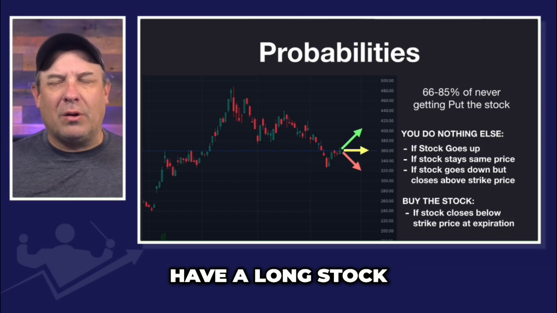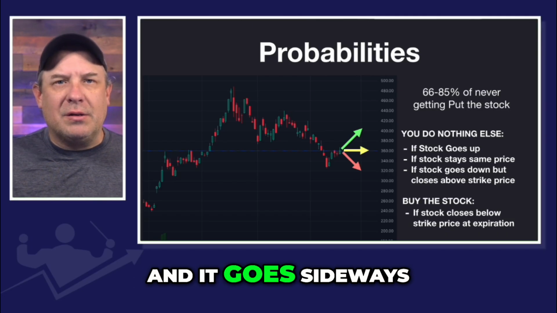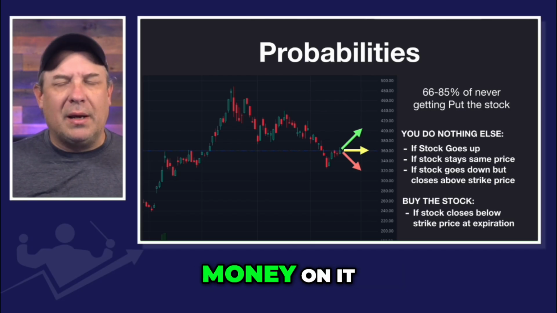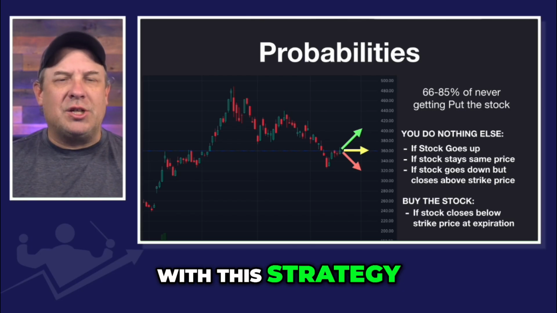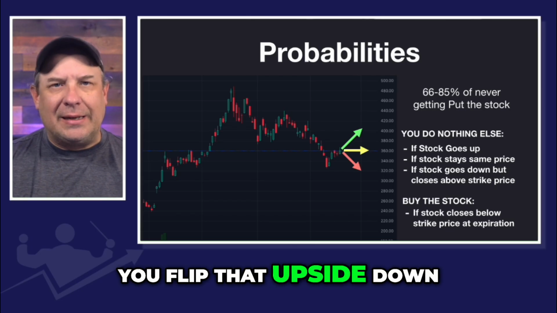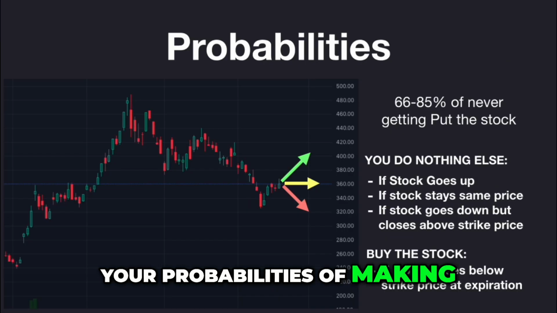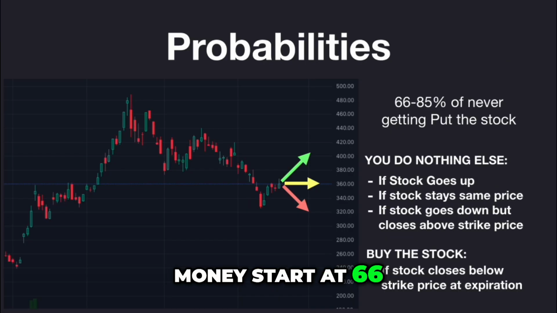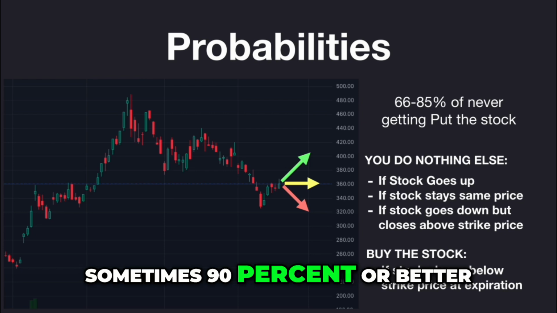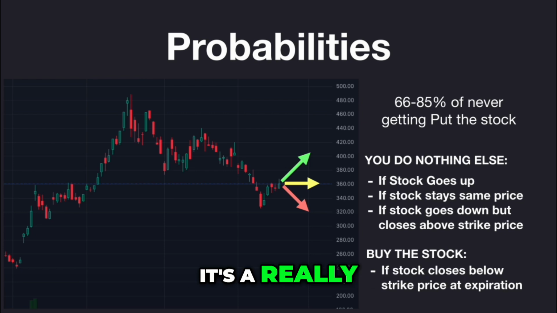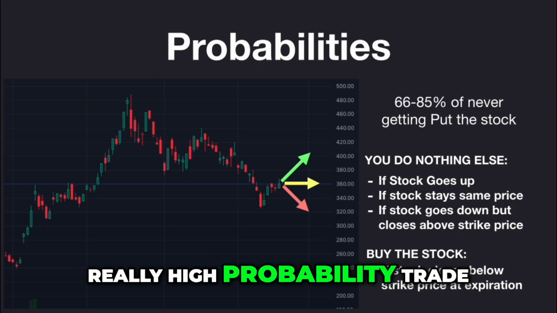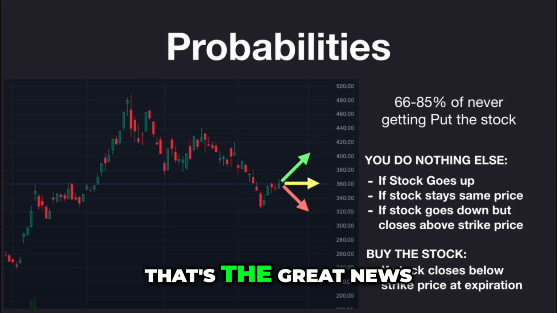Well, if you have a long stock and it goes sideways or down, then you're not making money on it, right? With this strategy, you flip that upside down. Your probabilities of making money start at 66%, and it actually goes up to about 85, sometimes 90% or better. It's a really, really high probability trade. That's the great news, okay?